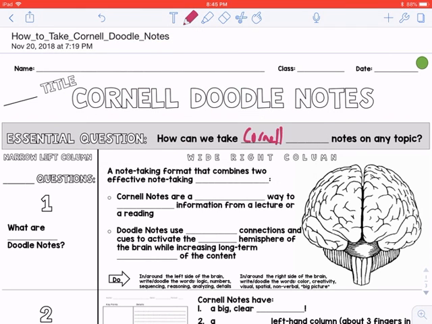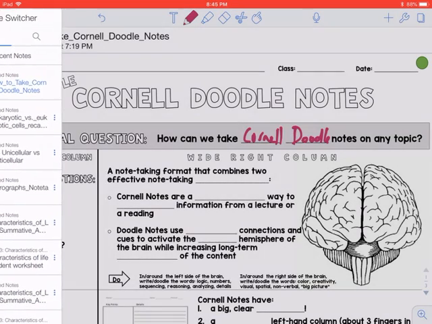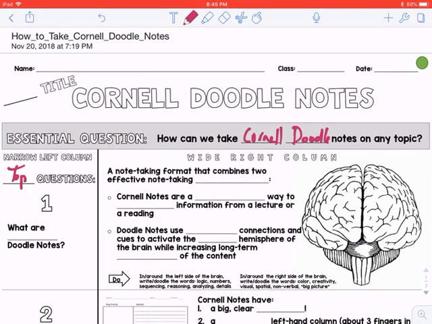And so you can feel free to follow along as we go. So with this, we have a left column and we have a right column. And on the narrow left column, this is where we're going to have our topic questions. And so our first question is, what are Cornell doodle notes? And in our wide right column, this is where we're going to take our notes.